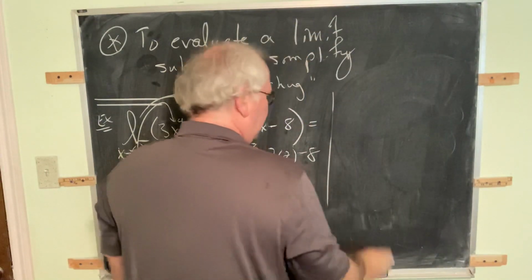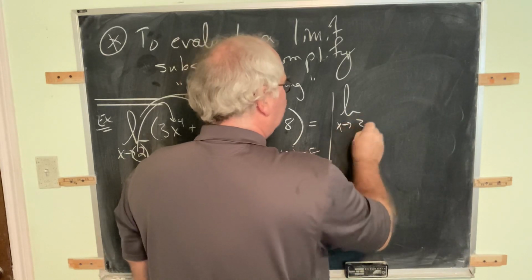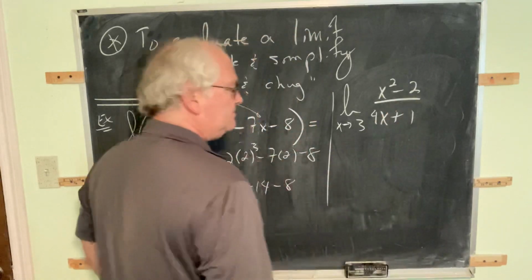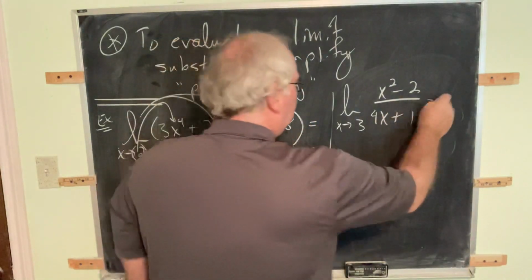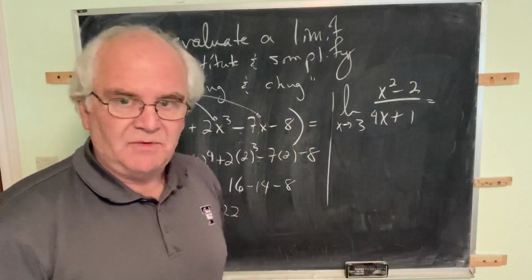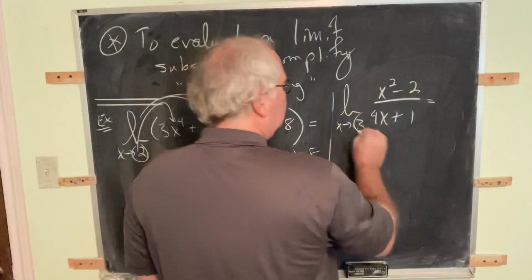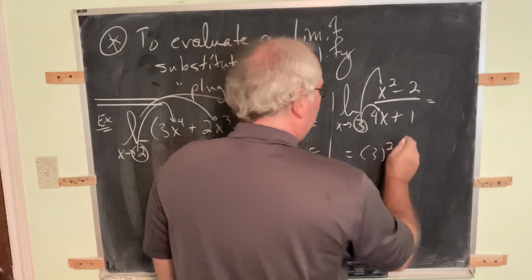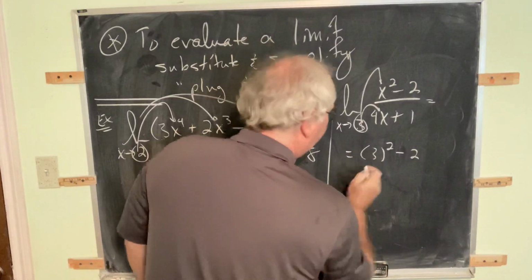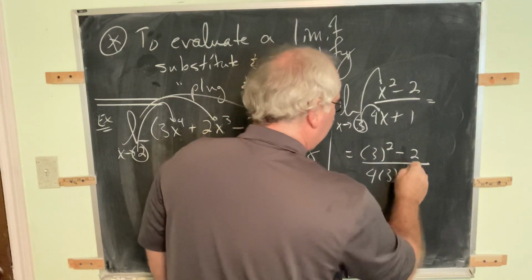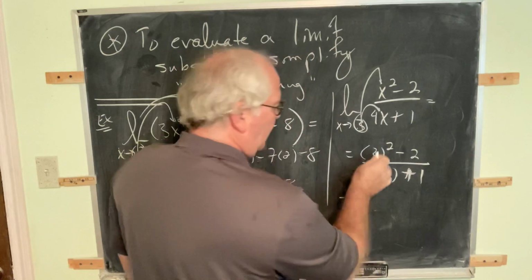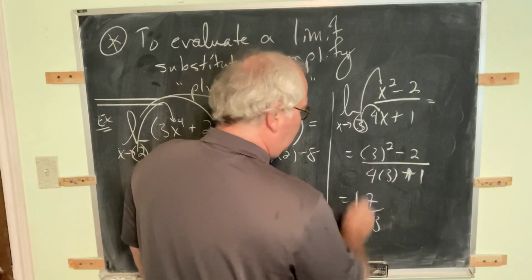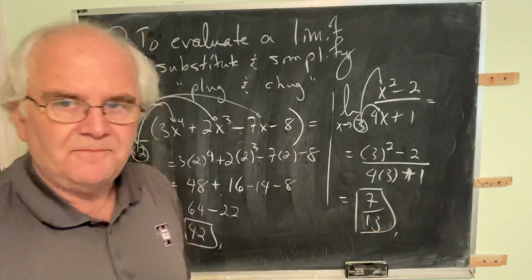Let's do it this way. Let's do the limit, and let's keep it easy. x approaches 3 of x squared minus 2 over 4x plus 1. Well, what do you do? You substitute and simplify. If you get a result, you're out. Substitute, 3 goes in for all the x's. So this is 3 squared minus 2 over 4 times 3 plus 1. And that is 9 minus 2, which is 7. And 12 and 1 make 13. And 7/13 is a wonderful number.